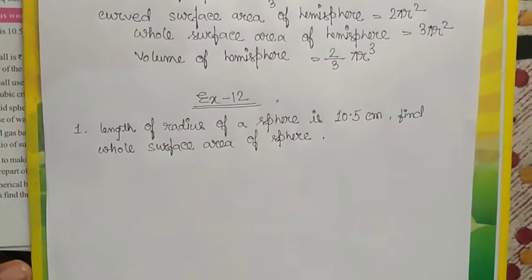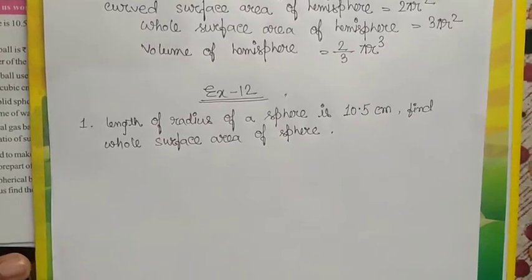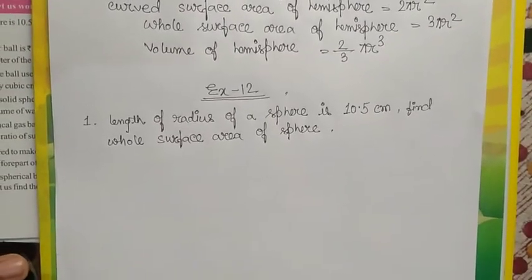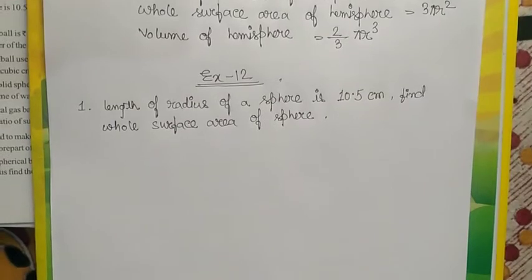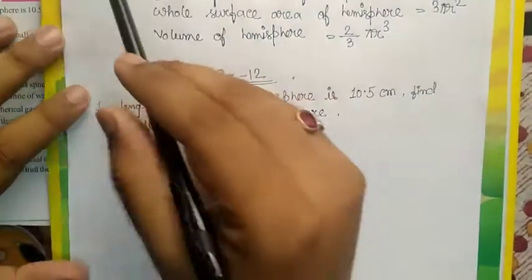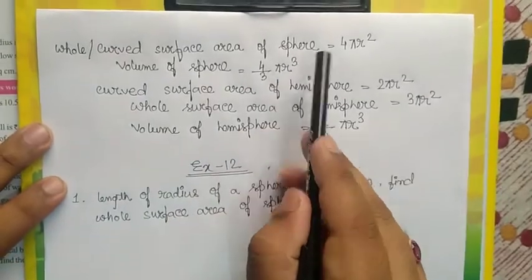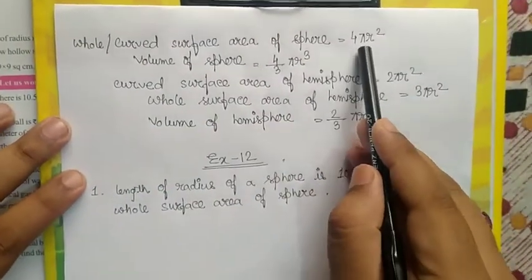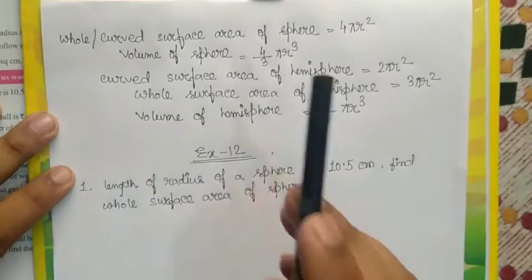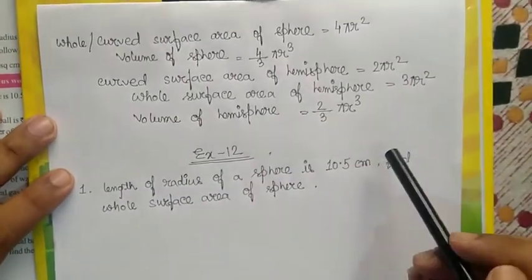Okay, this is a new chapter, sphere. First of all, we have to memorize the formulas of the sphere. The whole surface area and the curved surface area of the sphere are both the same: 4 pi r square. The volume of the sphere is 4 by 3 pi r cube.